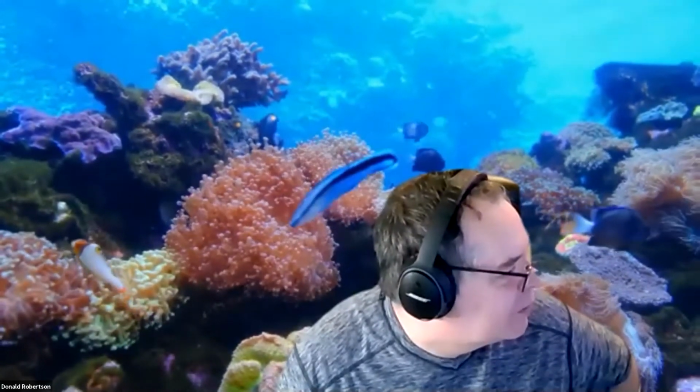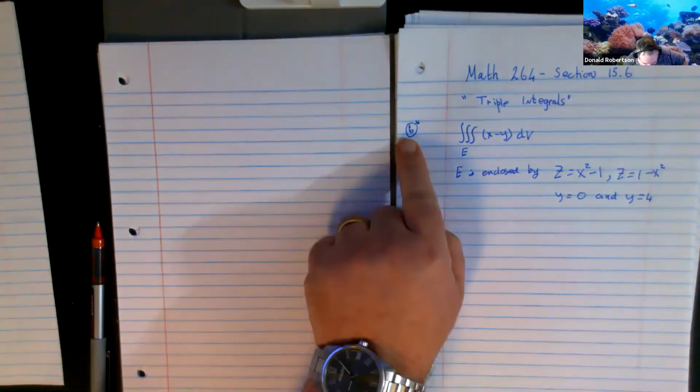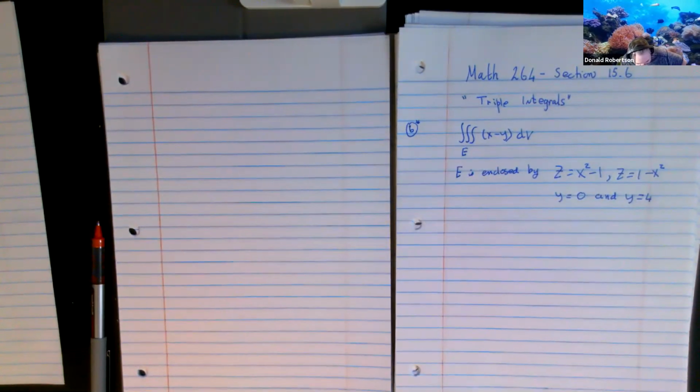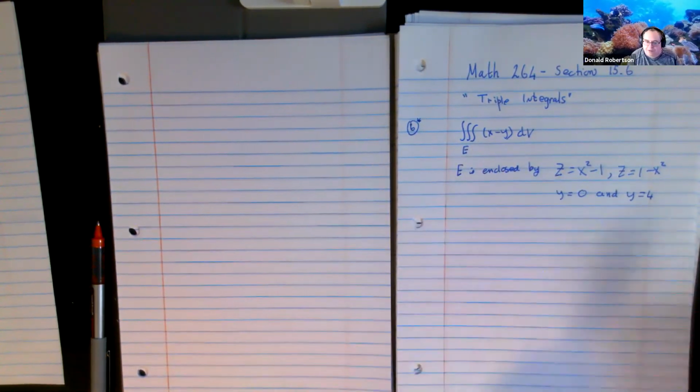Okay, just making sure I've got everything set up. We are looking good. Okay, so I guess after that little pause, I'm ready. So this is an example from 15.6. It's a triple integral. This is what we're going to integrate. Okay, we've got some more people coming in.